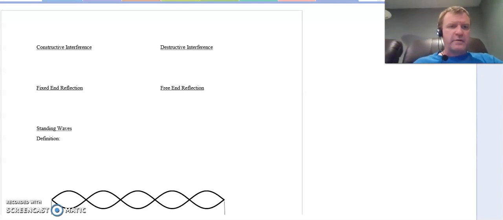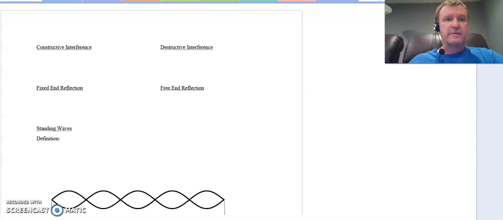Okay, we're going to continue with our waves unit. So today we're going to talk about how waves interfere with each other, how they reflect off of different ends, and then what happens when you have the interference and reflection going on at the same time.